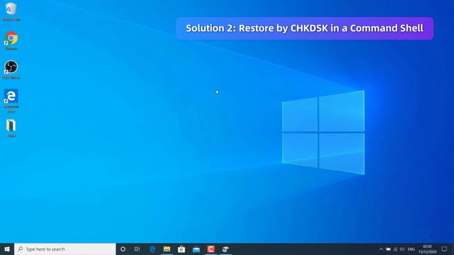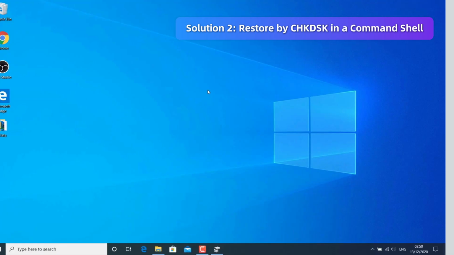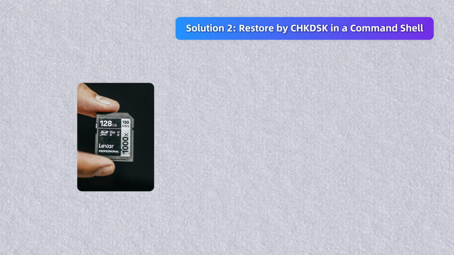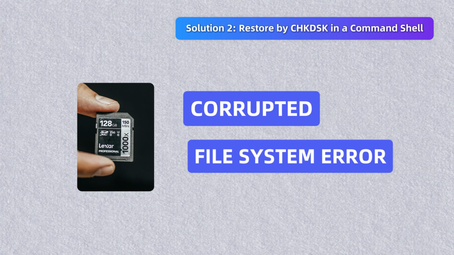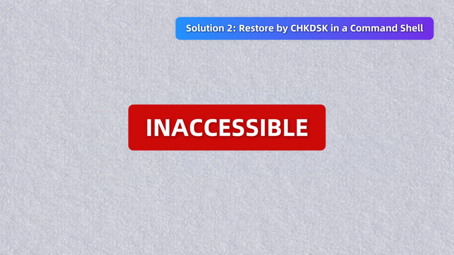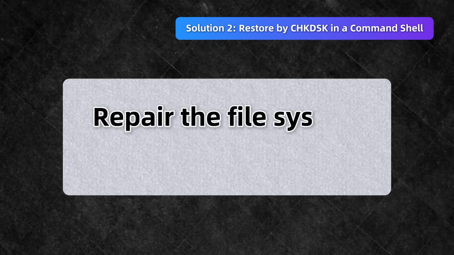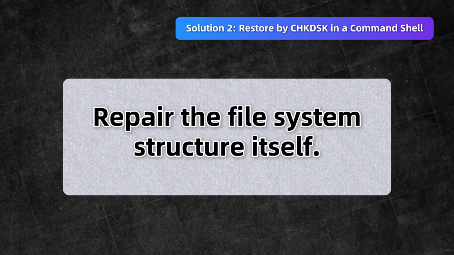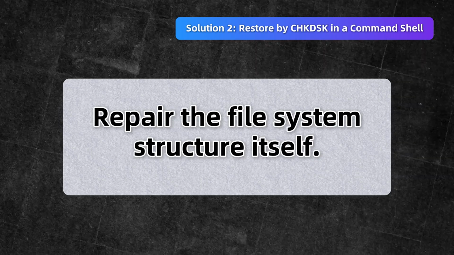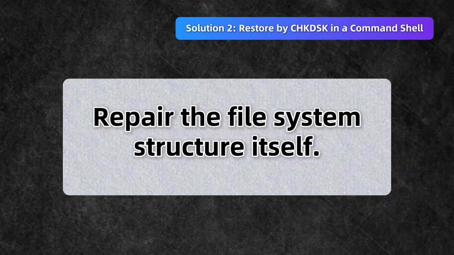Solution 2. Restore via the command shell. Occasionally, an SD card may display a corrupted or file system error message, rendering it inaccessible, and sometimes even data recovery software temporarily fails to recognize it. In this situation, we can attempt to repair the file system structure itself. For this, we will use Windows' built-in command line tool.